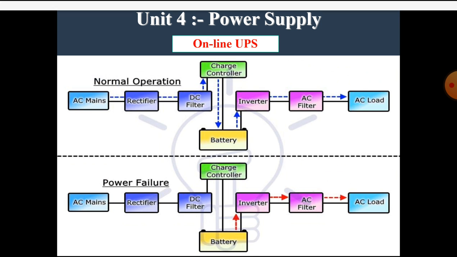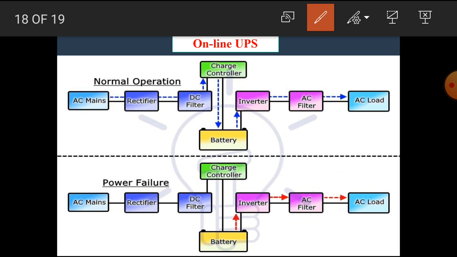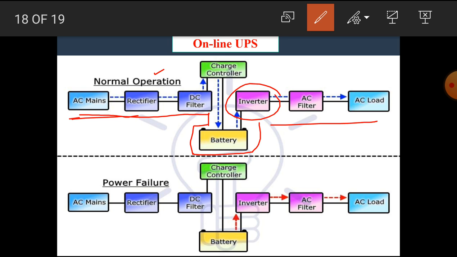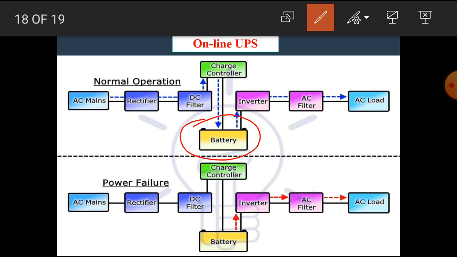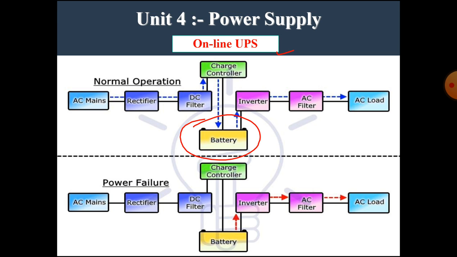While in online UPS, in normal mode, when the AC mains is available, the AC mains is used to charge the battery, and the battery supplies the AC current to the load through the inverter block. That means there is a continuous online process. If the power failure occurs, then the battery supplies the load through the inverter. Here the battery is continuously charging and discharging, due to which it is known as the online UPS.